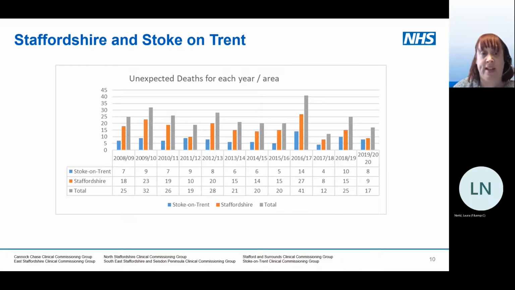And these are some figures really locally. So these are the Staffordshire and Stoke-on-Trent figures. Again, these are figures that have been reviewed locally where there's been a conclusion of a definitive cause of death given. So you can see that there's some fluctuation. You've got the Stoke-on-Trent unexpected deaths in the blue and the Staffordshire in the orange, with the grey being the total between the two. You can see some ups and downs, but the general picture looks like a slight fall over time.